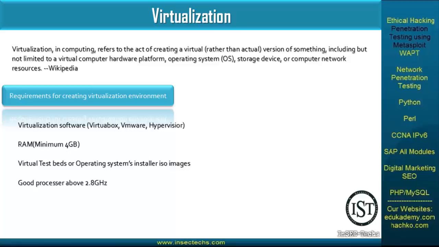RAM is 4 GB. It's recommended, and if you have more than 4 GB, that's the best. And for virtual test beds, we will be using third-party ones or our own customized labs. And coming to the processor, I recommend 2.8 gigahertz or above. If you have above 2.8 gigahertz, that's the best thing.